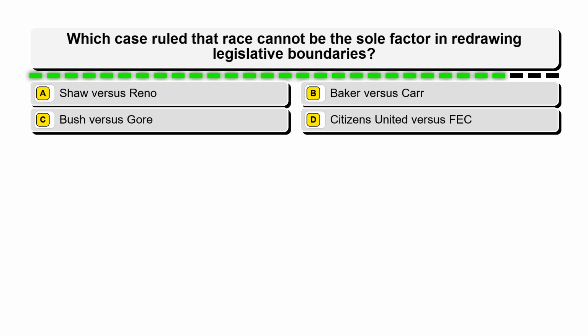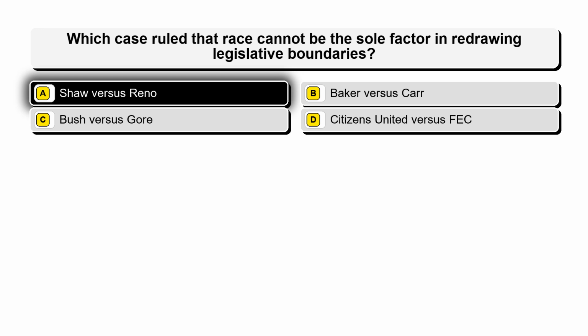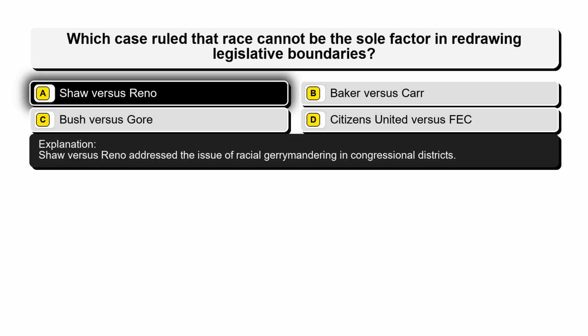Question 80. Which case ruled that race cannot be the sole factor in redrawing legislative boundaries? Option A, Shaw vs. Reno. Option B, Baker vs. Carr. Option C, Bush vs. Gore. Option D, Citizens United vs. FEC. The correct answer is option A, Shaw vs. Reno. Shaw vs. Reno addressed the issue of racial gerrymandering in congressional districts.